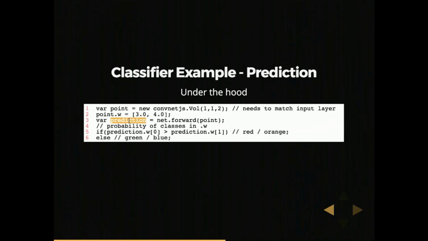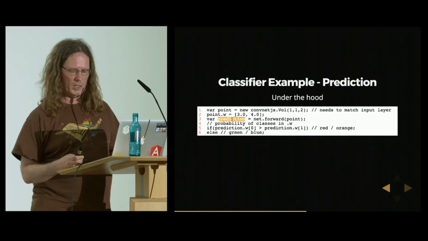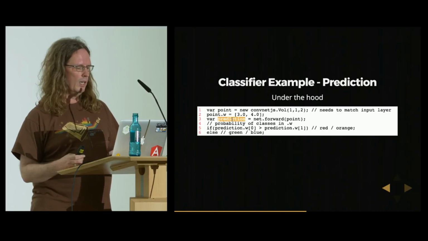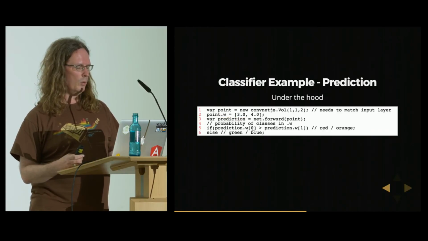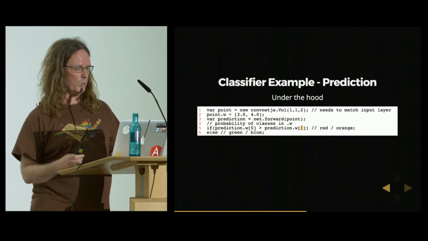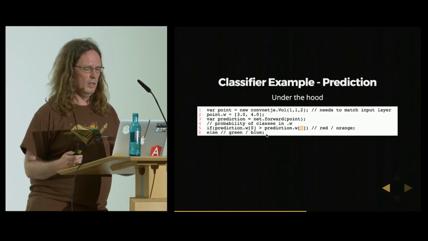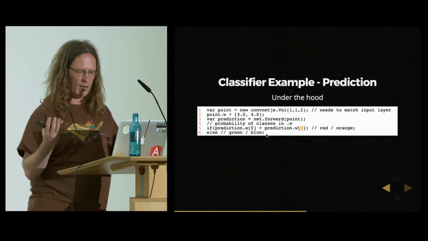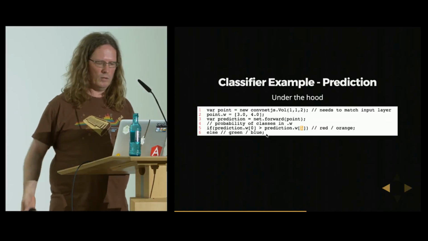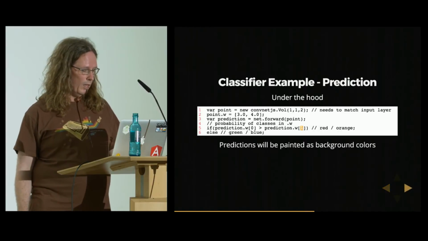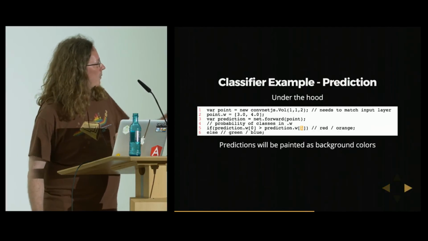The prediction is actually, in this case, a two-dimensional vector having 2 values, and the first thing tells you what is the probability of this thing being in class 0, and what is the probability of this thing being class 1. And if class 0 is bigger than class 1, then it's red or orange, and otherwise it's green or blue. That's how you make a prediction. That's all very, very simple. So if you're looking for the hard parts, there are none. Not for you as someone who uses it. And then those predictions, they get painted as a background color.